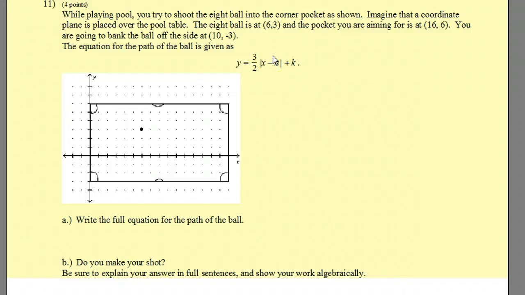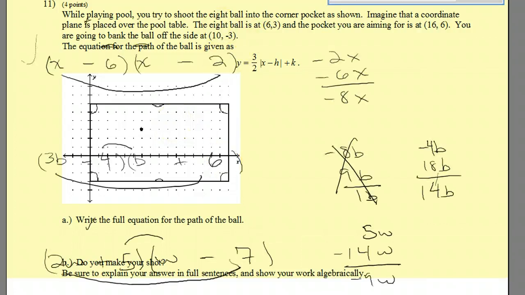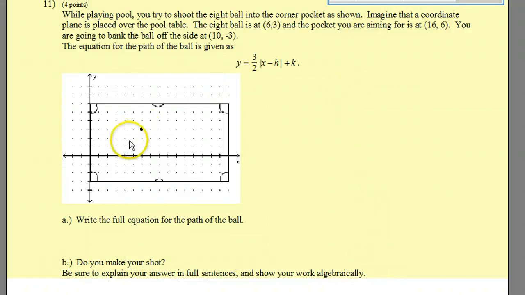Alright, for number 11 it says, while playing pool, you shoot the 8 ball at the corner pocket as shown. Imagine that a coordinate plane is placed over the pool table, just as shown here, and that the 8 ball is at (6, 3). And we can see that at (6, 3) we have the ball. So 1, 2, 3, 4, 5, 6, up 3.